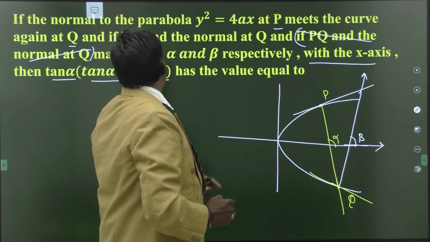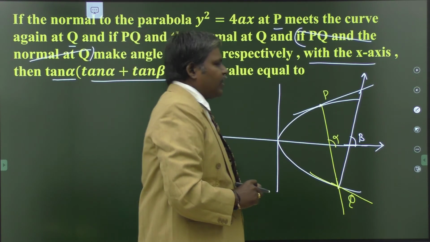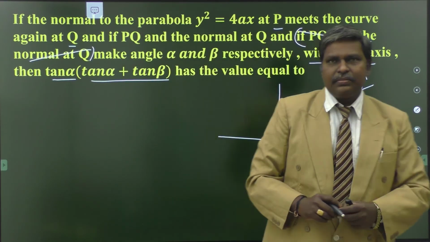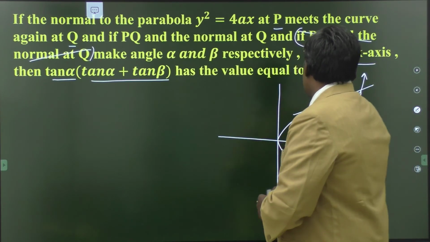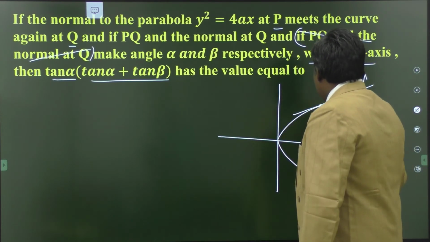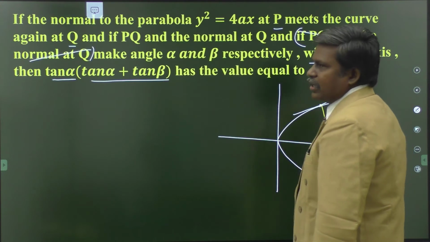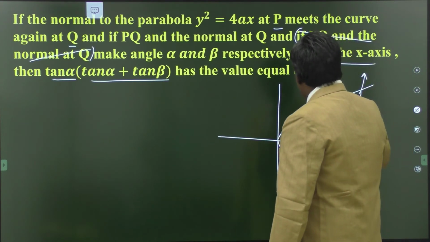Now we have to find out the value of tan alpha into tan alpha plus tan beta. That is the thing here. So, can you find the slope of PQ or not? This is nothing but the normal at P.